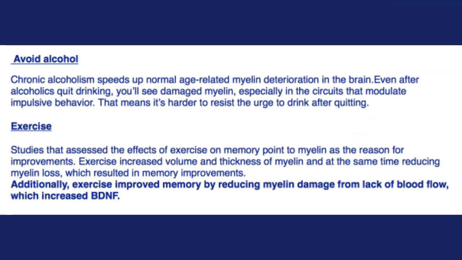And then, of course, avoid alcohol. Chronic alcoholism speeds up normal age-related myelin deterioration in the brain. Even after alcoholics quit drinking, you'll see damaged myelin, especially in the circuits that modulate impulsive behavior. Yeah, that makes things clear to me now. That means it's harder to resist the urge to drink after quitting.